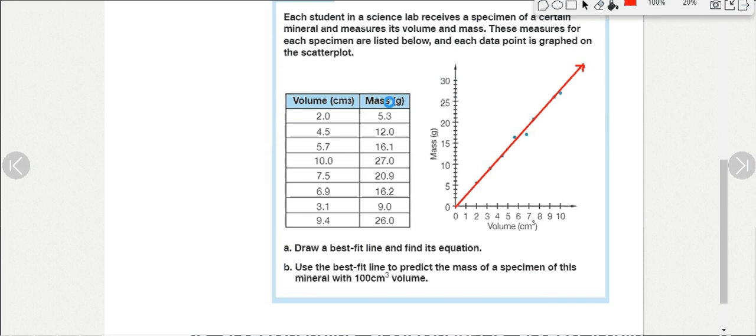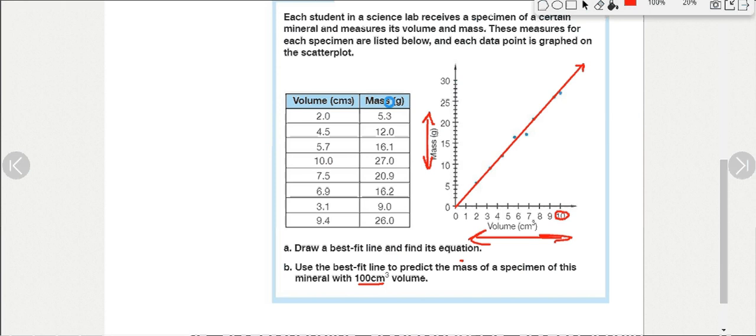Now use that line to come up with a prediction for what the mass would be, which is going up and down the y-axis, for a specimen with 100 centimeters cubed volume. Volume being charted this way. What's the problem? Our current graph only goes to 10. So how could we answer something like that?